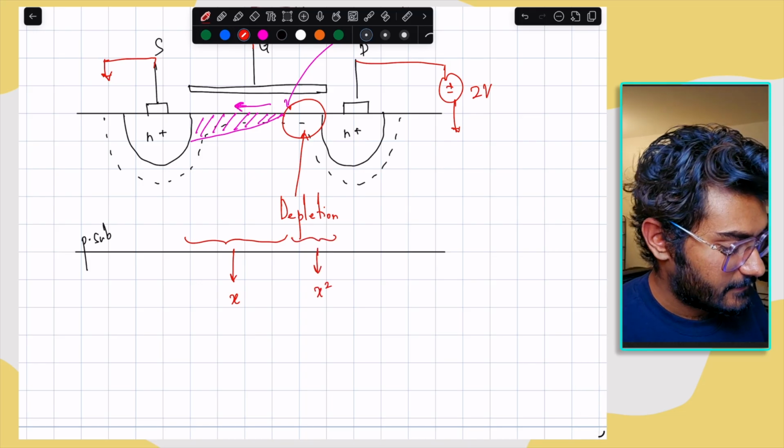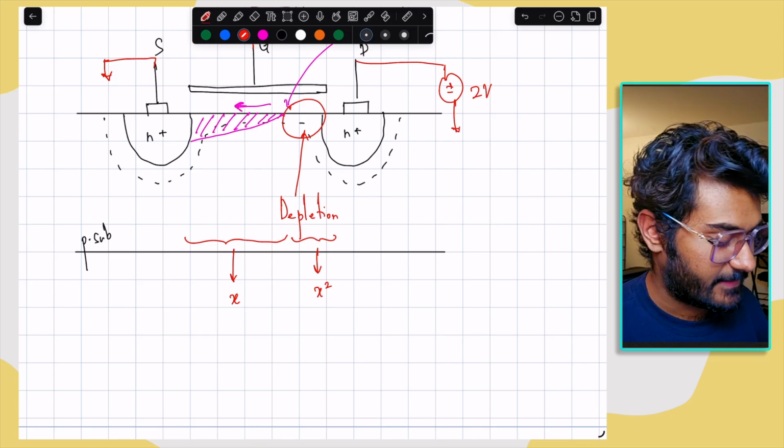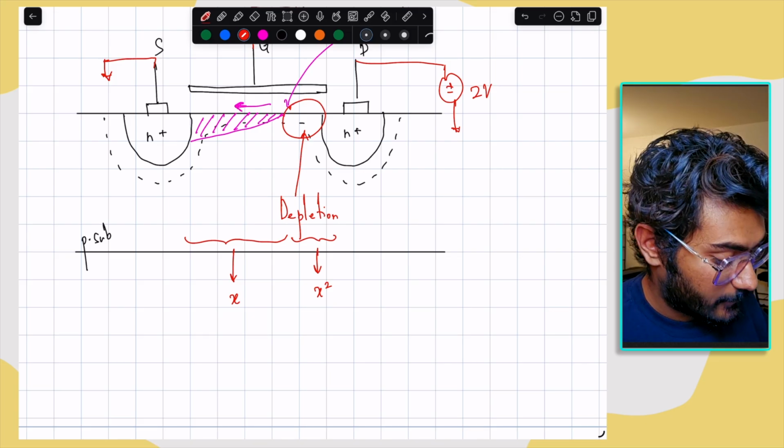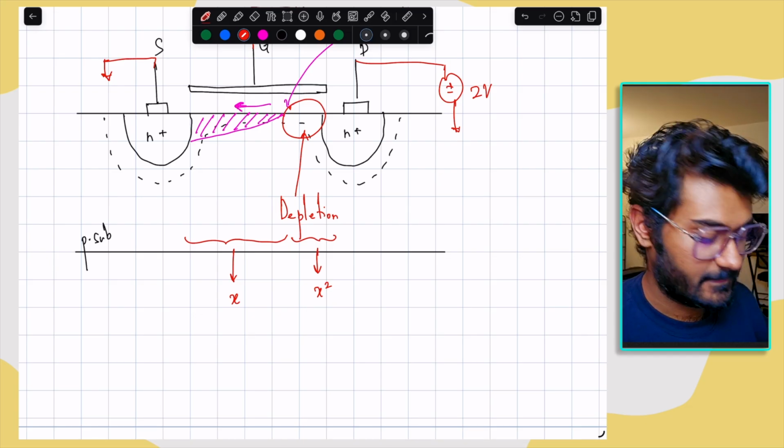In this depletion region, it turns out that the voltage drop goes by X square. So what this means is, even if you start increasing your drain source voltage rapidly, the maximum amount of voltage drop now appears across this depletion region rather than this channel region. So this is what actually happens in reality.